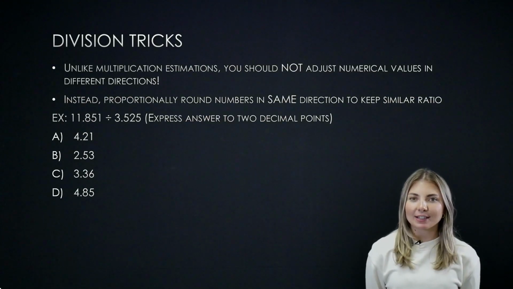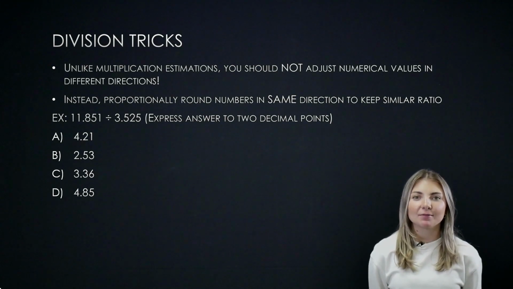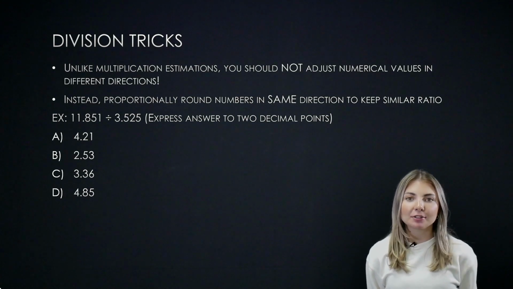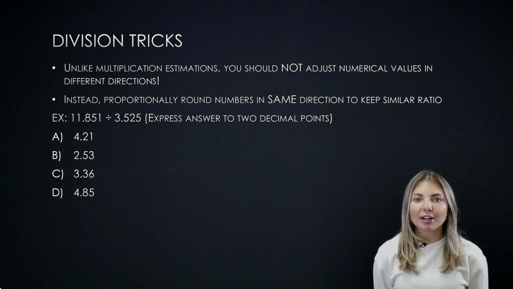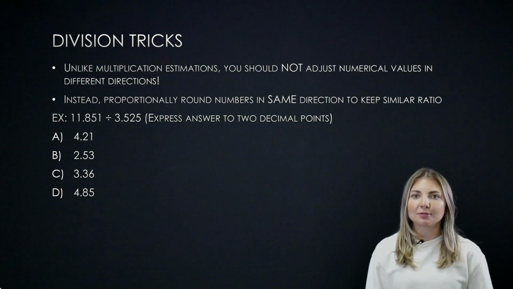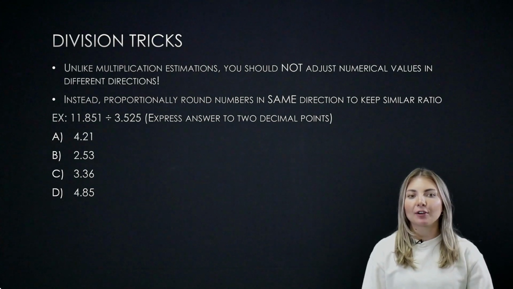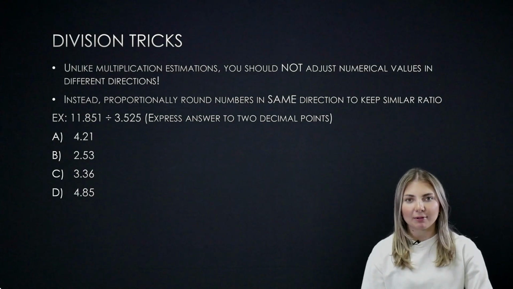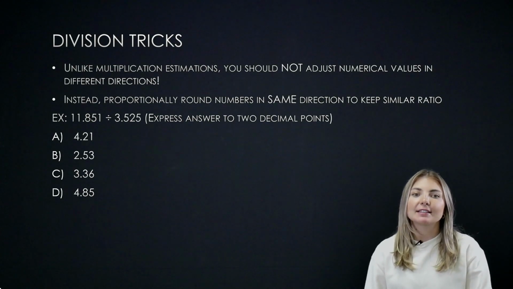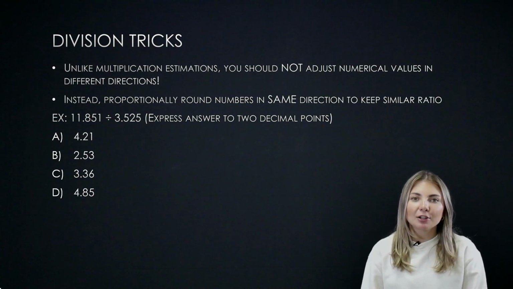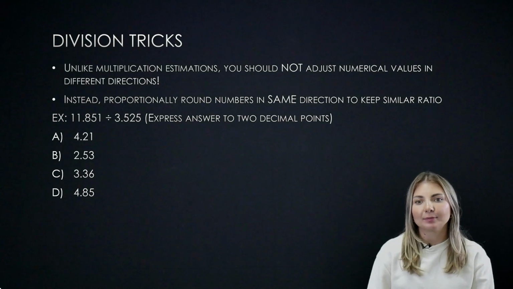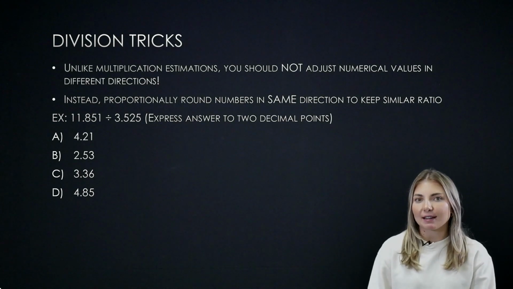Now I'm going to discuss some tricks that I have when dealing with division in the physics section of the MCAT. So first, unlike the multiplication estimations, you cannot adjust both of your numbers in opposite directions. This will just cause you to get an answer further from the real answer that you would get with a calculator. Instead, you should proportionally round the numbers in the same direction so that the ratio between the two numbers that you're dividing stays as close as possible. So I'm going to start with an example of this.